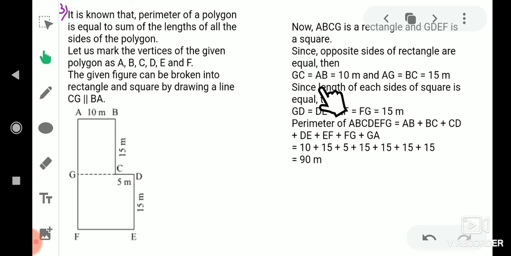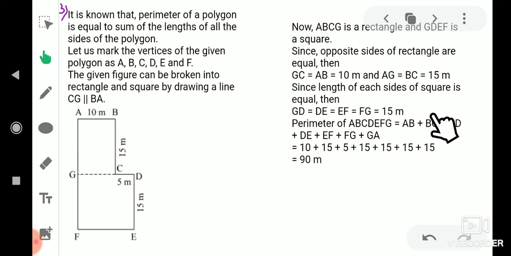Since the opposite sides of a rectangle are equal, GC is equal to AB, equal to 10 meters, and AG is equal to BC, equal to 15 meters.